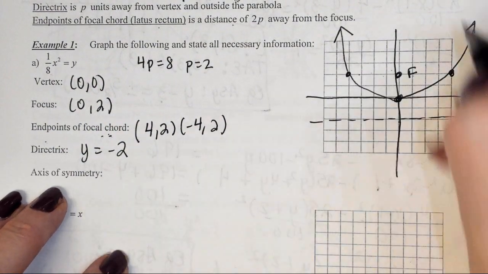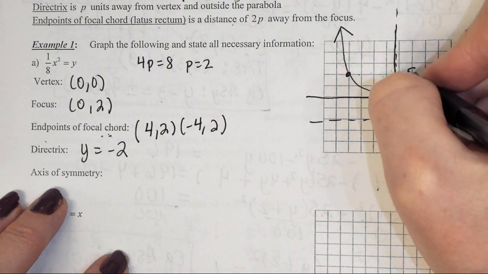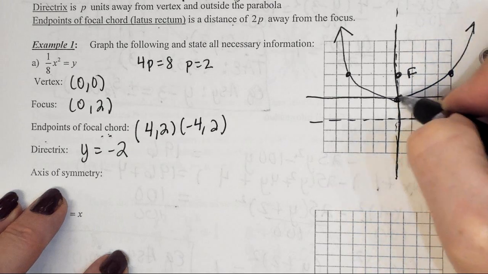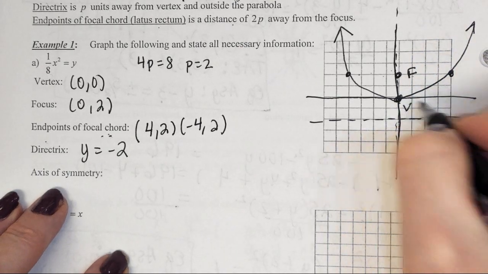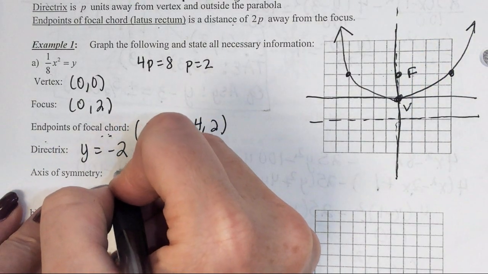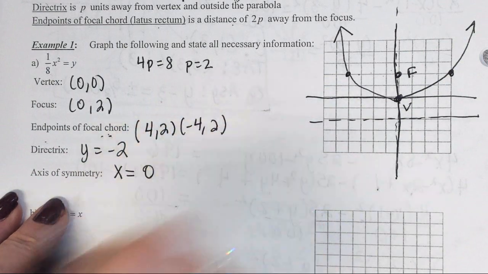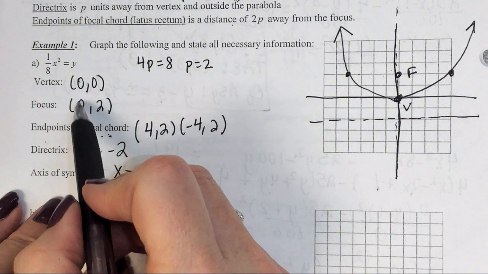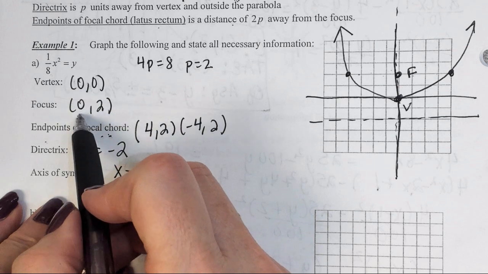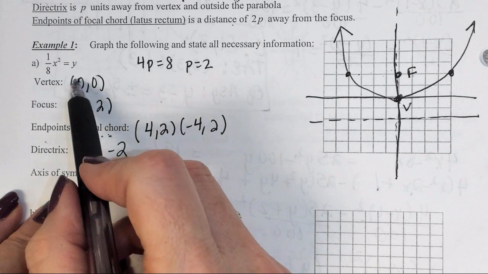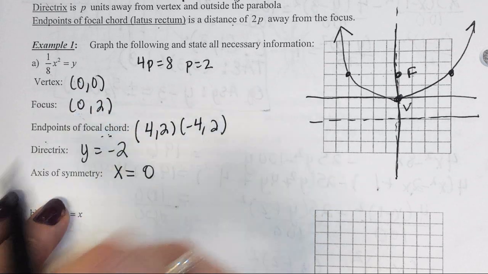Right. And then the axis of symmetry comes right here through the focus and through the vertex. And so that line right there is going to actually be x equals 0. And see how we can see that x is 0 in both of those points? So that's the reason it's x equals 0, because x is always 0 there.